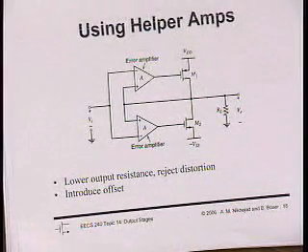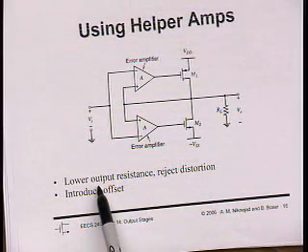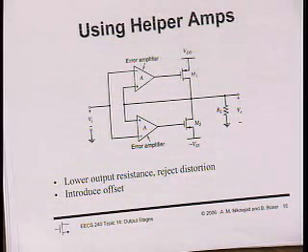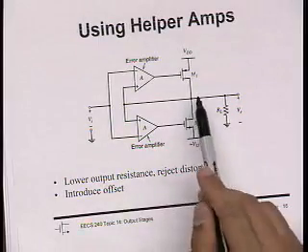So let's talk about the advantages and disadvantages. So first of all, what are the advantages of the helper amplifier? Well, you guys all know how to read, so I won't ask you. Just like shunt feedback, it lowers your output resistance, right? So what is the output resistance of, let's say, the half circuit?